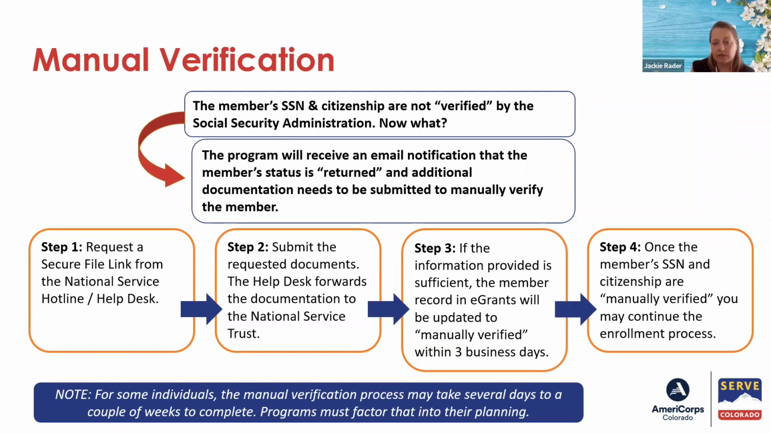Once the member's SSN and citizenship are manually verified, you can continue the enrollment process. Keep in mind that for some individuals, this process may take several days to a couple of weeks to complete, depending on how quickly you can track down that information and submit it, and whatever else might be happening with the Social Security Administration or the National Service Trust. So factor that into your planning period for enrollment.